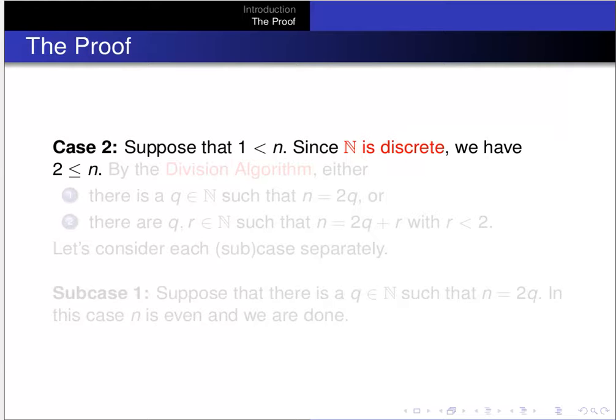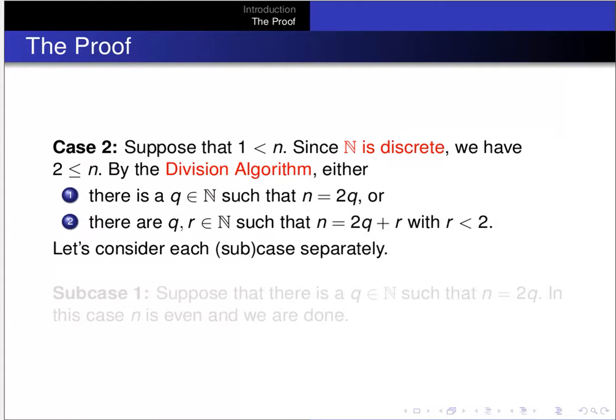So we'll apply the division algorithm with n as the dividend and 2 as the divisor. So according to the division algorithm, maybe 2 evenly divides n, in which case there's a natural number q so that n is equal to 2 times q. Or maybe there are natural numbers q and r so that n is equal to 2 times q plus r, where the remainder r is less than the divisor 2. All right. So now we have two subcases of case 2. Let's consider each of those separately.